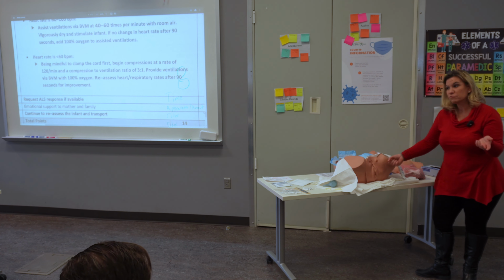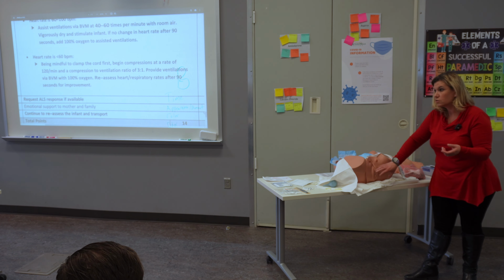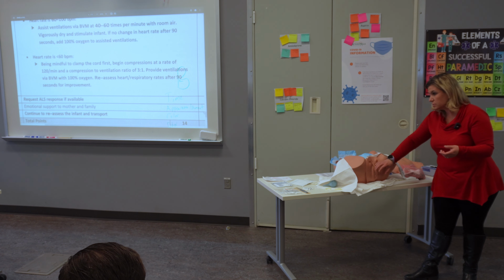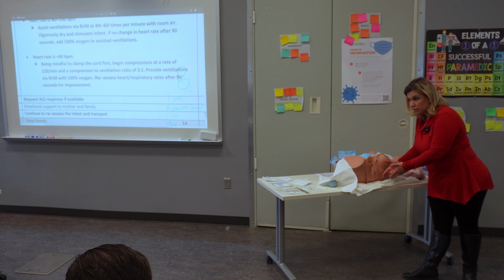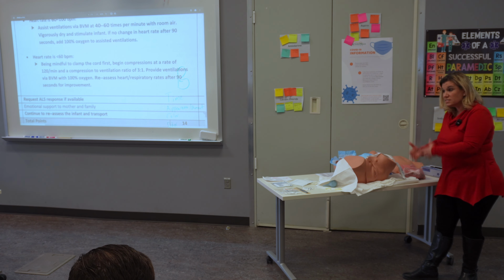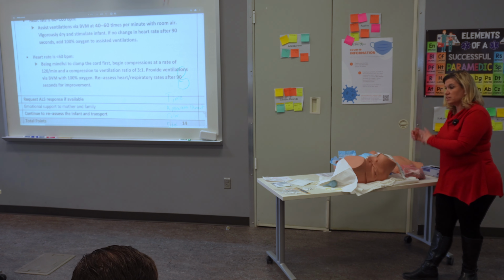Right, remember we talked about not pulling on the umbilical cord because it could cause the rupture of placenta, and the placenta can rip off the uterine wall, and then mom could start hemorrhaging, right, okay? So we want to clamp and cut that cord, get baby detached, right? And then start working on baby.